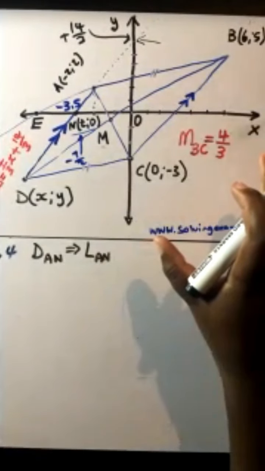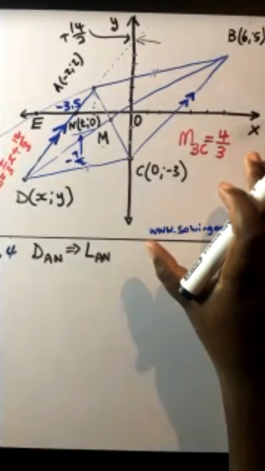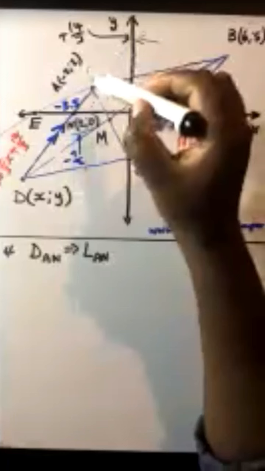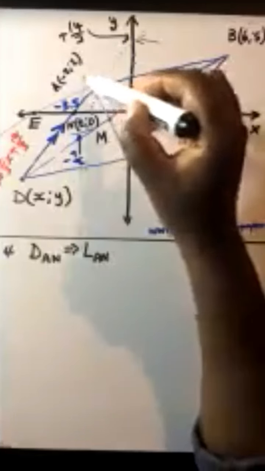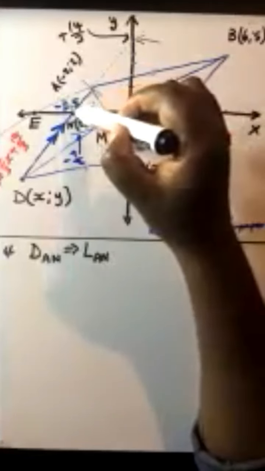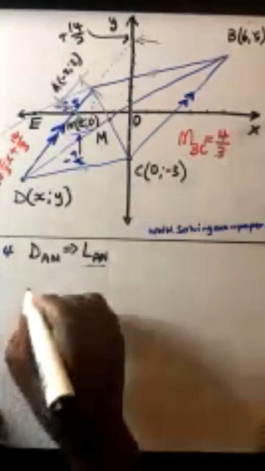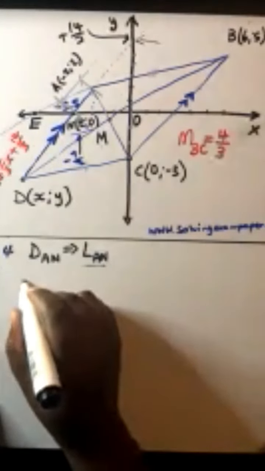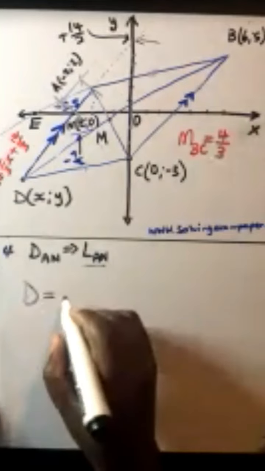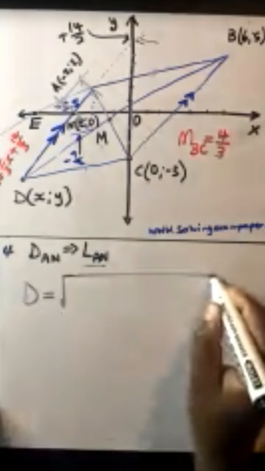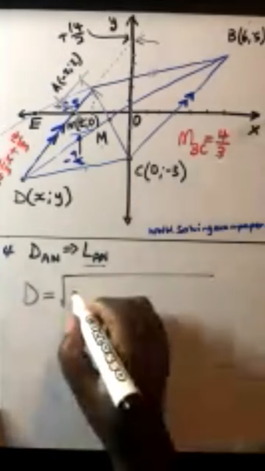So now they want the length of AN. Where is A? There is A. Where is N? N is there. So they just want that short distance, ladies and gentlemen, from there up to there. For the fact that the question said calculate the length, that means you can use the distance formula. So obviously, we know the distance formula.